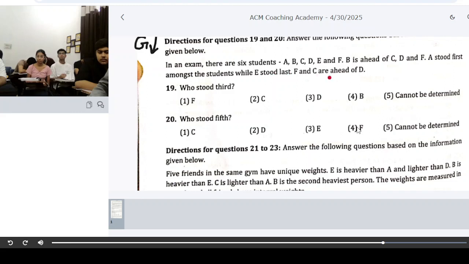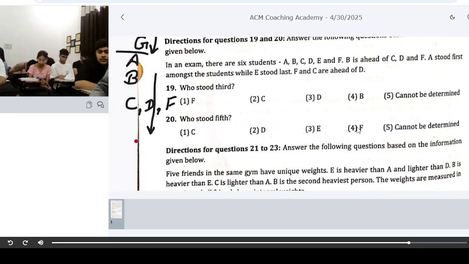In an exam, there are 6 students A, B, C, D, E, F. B is ahead of C, so let's put it again in descending order. B is ahead of C, D and F. So there are C, D, and F, and B is ahead of all of them. A stood first. That means A is at the top and E is at the last. There's nothing below E. A is first and E is sixth.